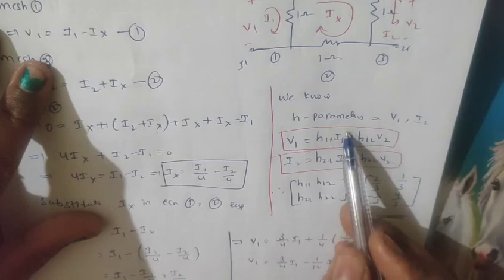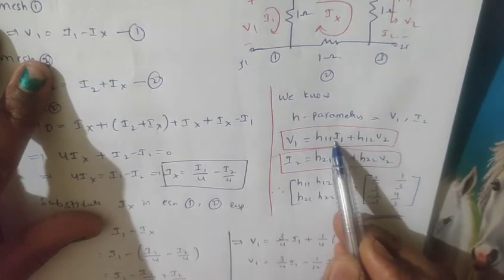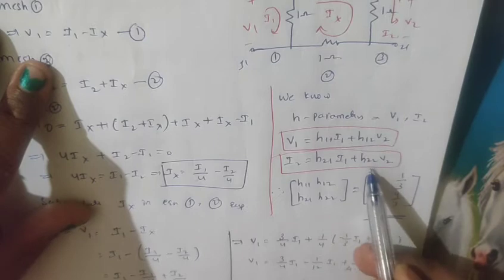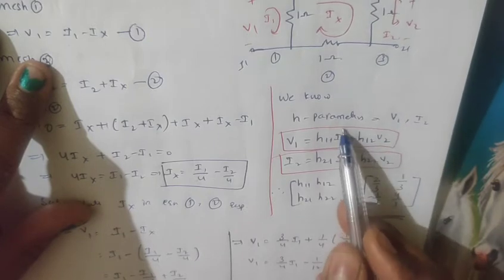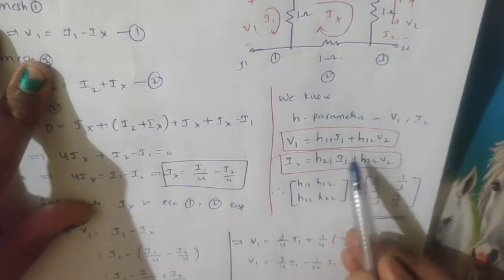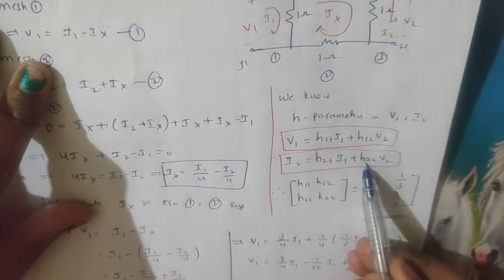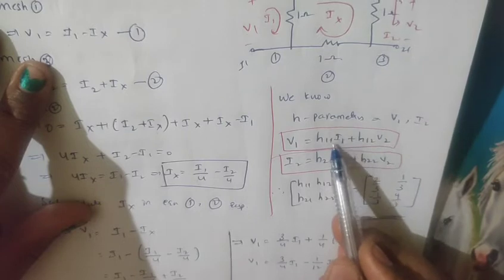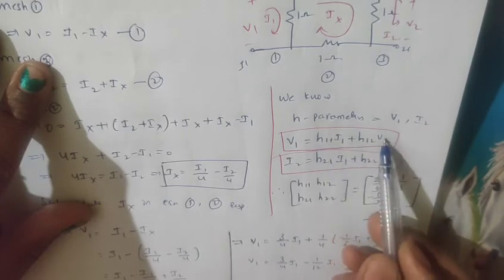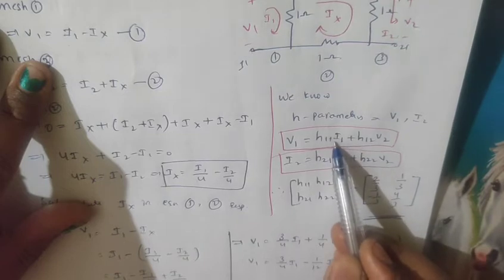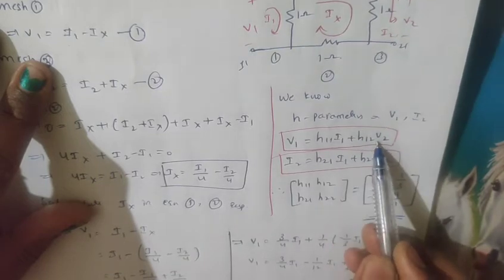If we make port 1 open circuited, the current across it will become 0, so I1 is equal to 0. Then we will get the H12 value as well as the H22 value. So by making one port open circuited, we get H12 and H22. Similarly, to get the remaining values, we make the other port short circuited. So the first one is open circuited, the second one is short circuited.